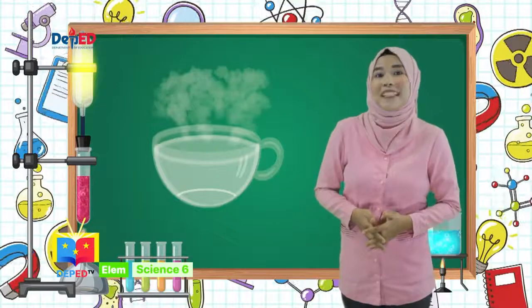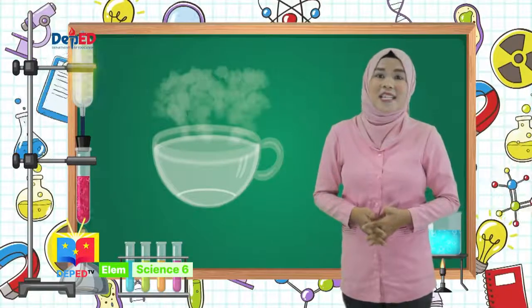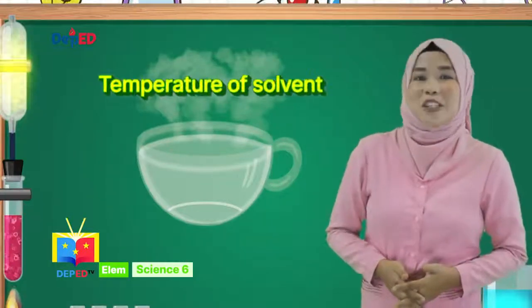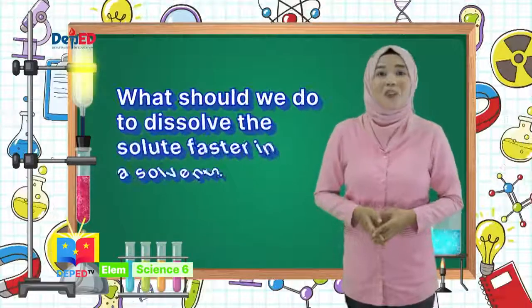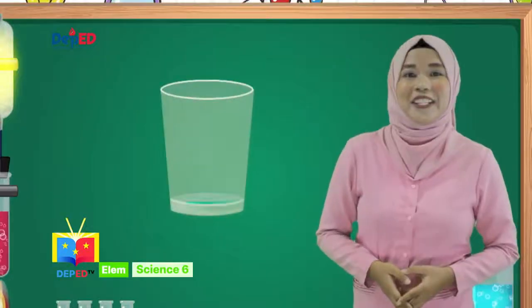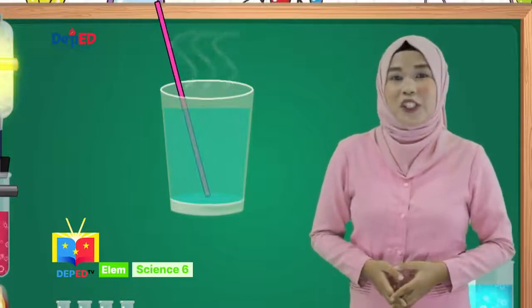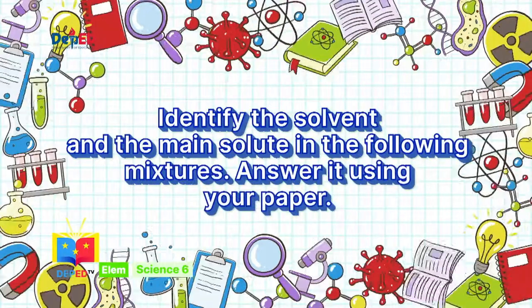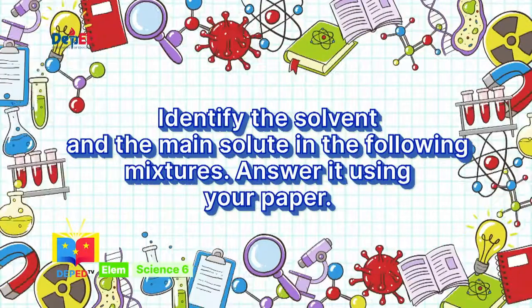Excellent! What factor of solubility tells how hot or cold is the solvent mixed in a mixture? Great! Temperature of solvent. What should we do to dissolve the solute faster in a solvent? Very good! We can add hot water or stir it thoroughly. Now, let's go to our what's in. Identify the solvent and the main solute in the following mixtures.